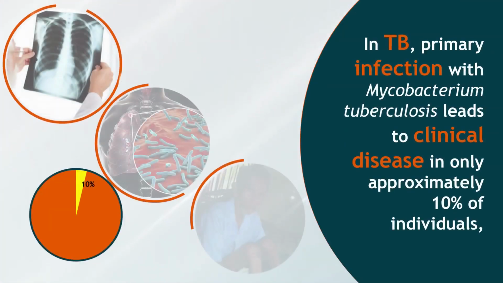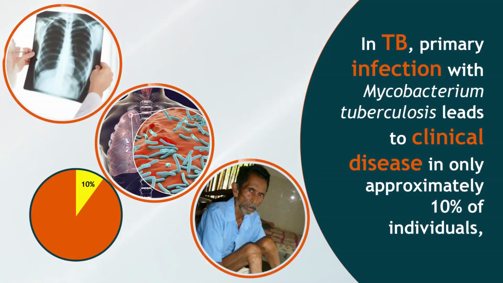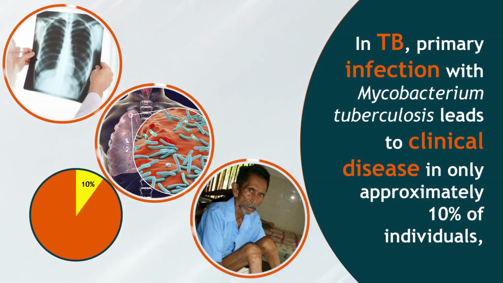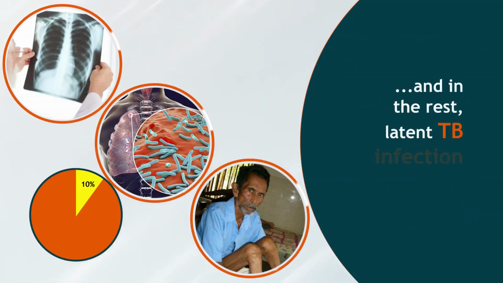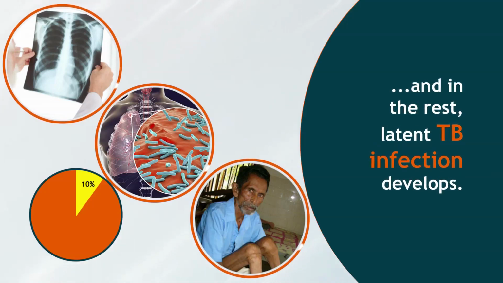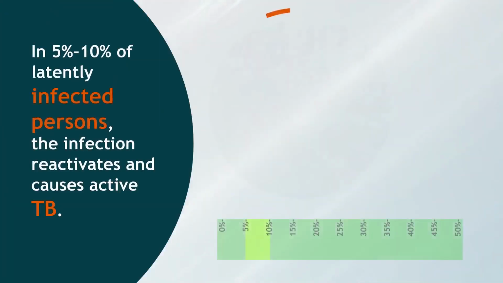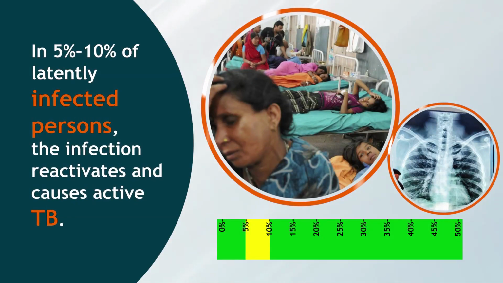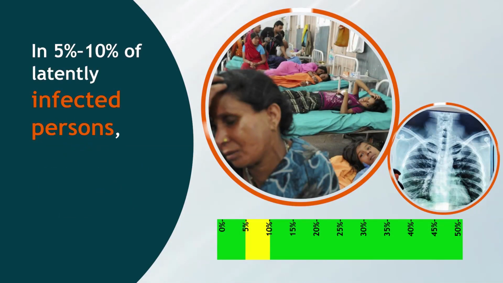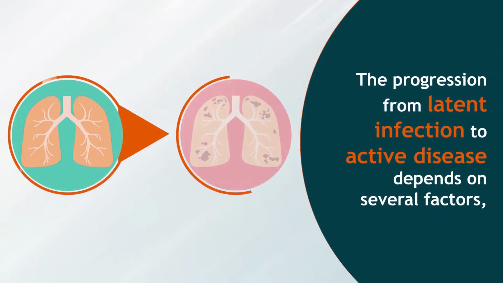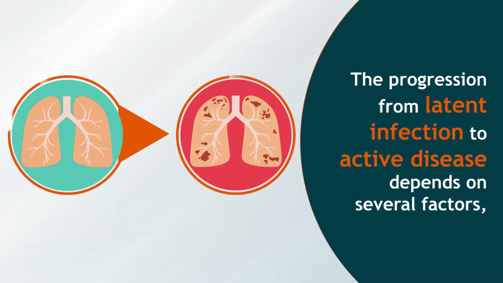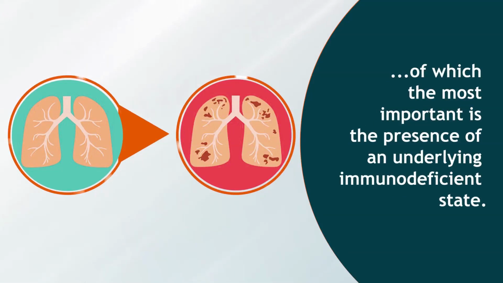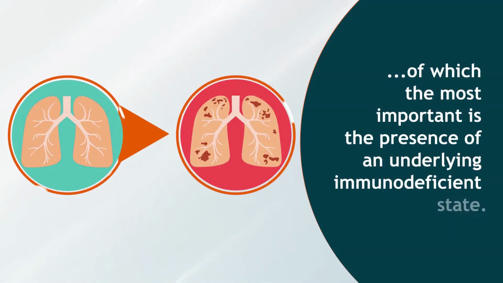In TB, primary infection with Mycobacterium tuberculosis leads to clinical disease in only approximately 10% of individuals, and in the rest, latent TB infection develops. In 5 to 10% of latently infected persons, the infection reactivates and causes active TB. The progression from latent infection to active disease depends on several factors, of which the most important is the presence of an underlying immunodeficient state.